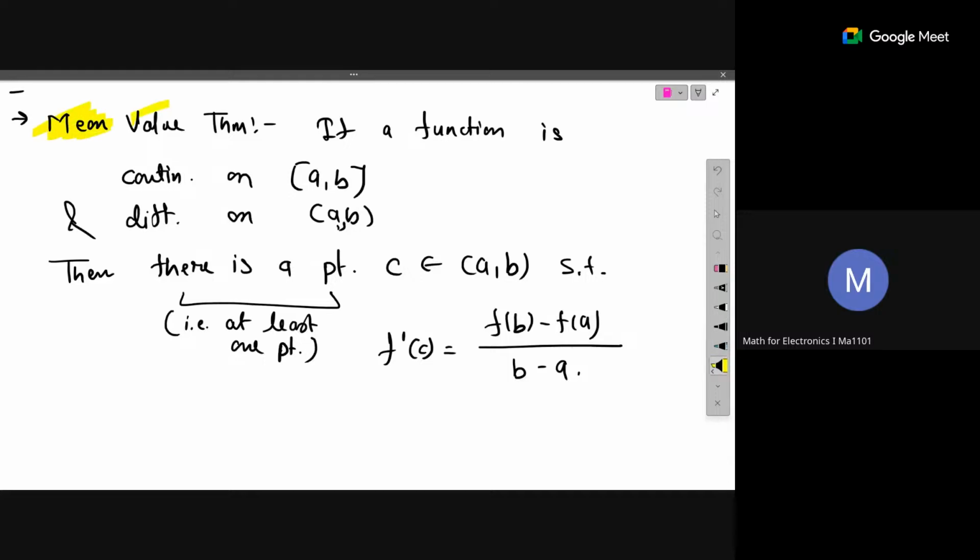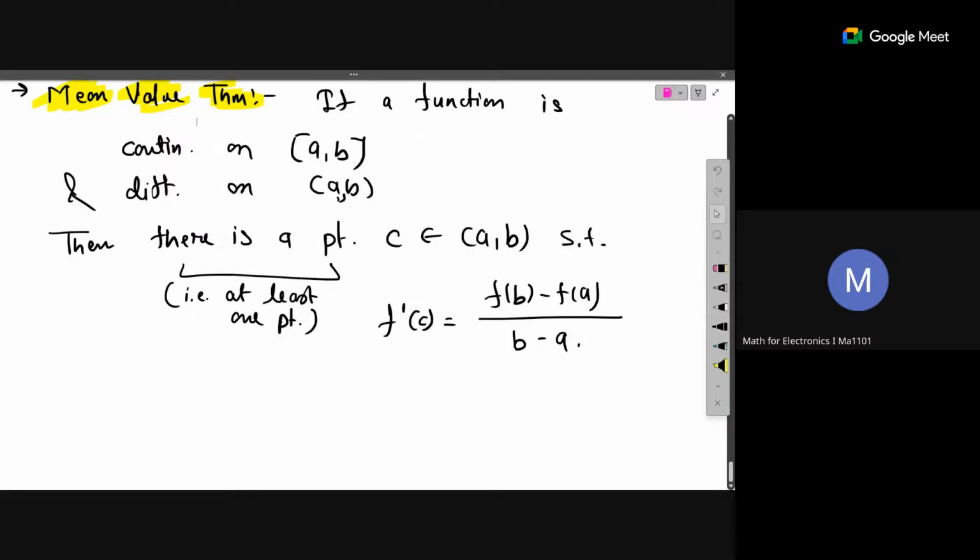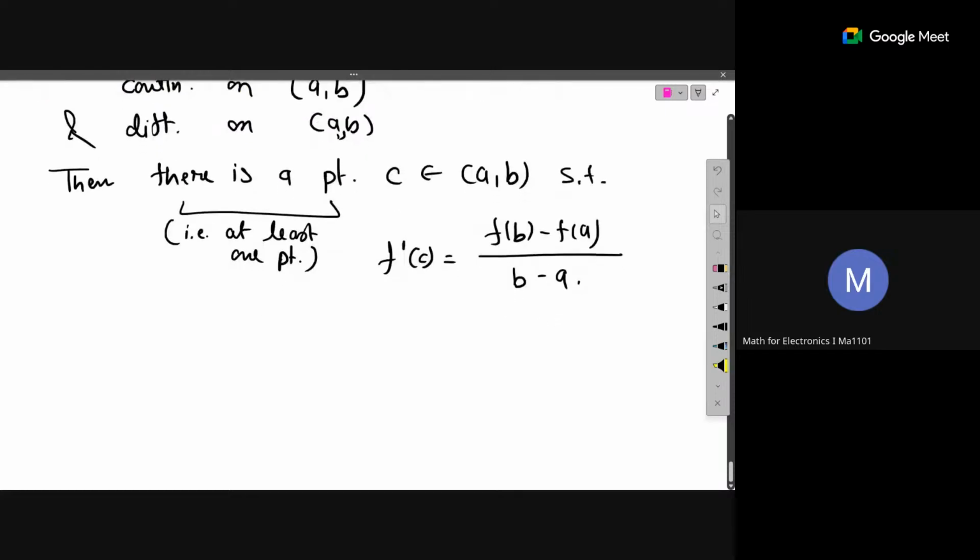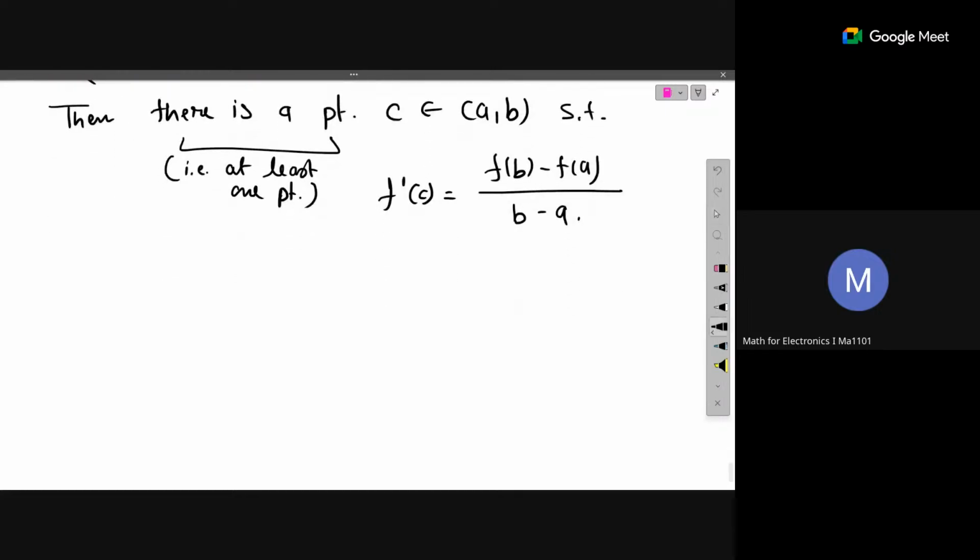So I'll repeat again, what does the mean value theorem say? The mean value theorem says that if a function is continuous over the closed interval AB, differentiable over the open interval AB, then there is a C belongs to open interval AB in such a way that the derivative of the function at this point C is nothing but f of B minus f of A by B minus A. Okay, now let's understand what this theorem says graphically. Okay, so this is our conclusion. So let's understand it with a graph.